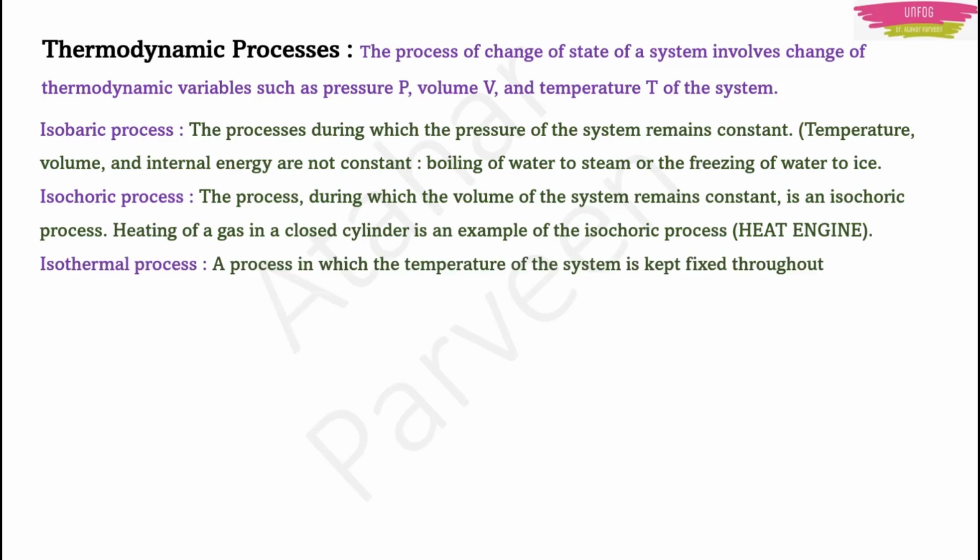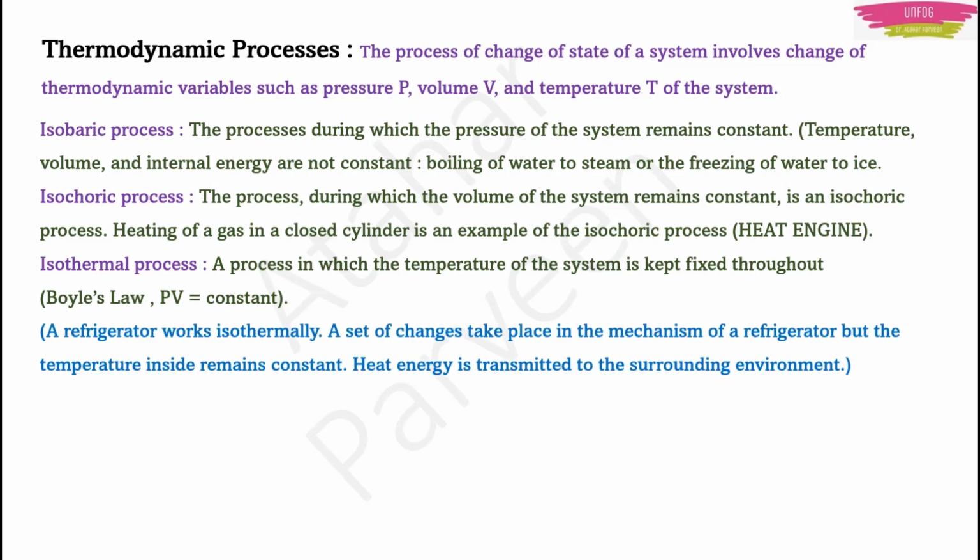Then is the isothermal process. This is a process in which the temperature of the system is kept fixed. The temperature does not vary. For example, Boyle's law. If you are an HSTR aspirant and you have attended my class in HSTR time before the exam, then you will know this Boyle's law. We discussed Boyle's law, Charles' law, the ideal gas condition and all that. There we told that Boyle's law is pressure into volume is always constant, PV equals constant. So this is an isothermal process. Here only temperature is constant.